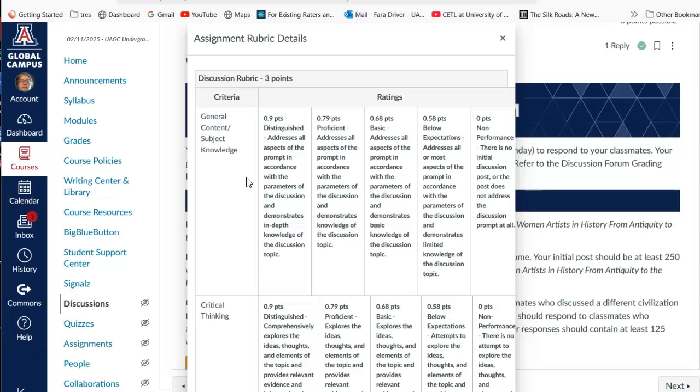A distinguished rating, which is effectively an A, is going to be one that gives me a lot of examples and demonstrates a really thorough understanding of the history coming out of the textbook. A B rating is going to be proficient. You give me some examples, maybe not as thoroughly as you could. A C rating is going to be basic. It addresses all the aspects of the prompt in accordance with the parameters and demonstrates basic knowledge of the discussion topic. That would be if you maybe gave me one example for each idea as opposed to doing a really thorough analysis. The D level, below expectations, and then of course the non-performance, you don't give me any examples.